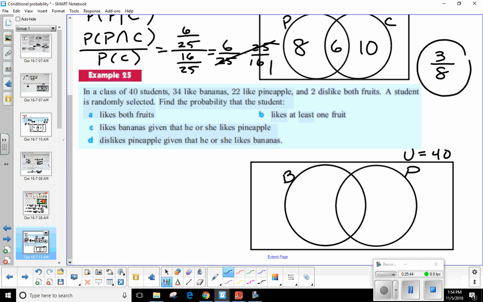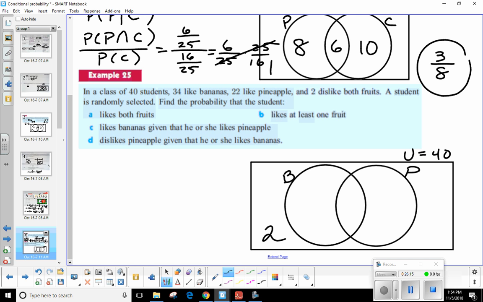Remember, with these problems, there's always some way of filling in all the information. So there's one little item that always kind of gets the ball rolling. For me, it was the fact of how many people don't like either. Two. So I'm going to put 2 somewhere in the universe. Again, it doesn't matter where. But this helps me out because I know whatever the number of people who like bananas and the number who like pineapples, that total should be what? 38.